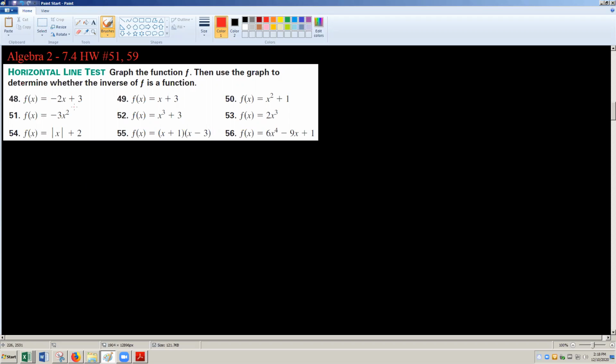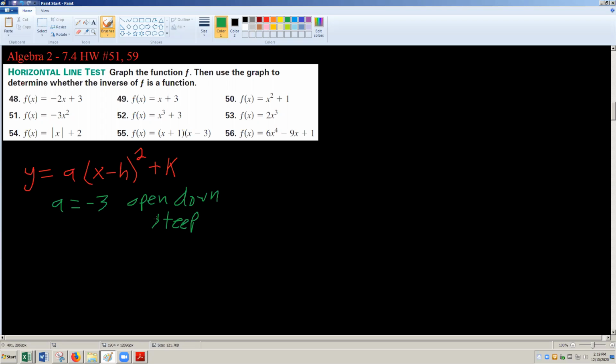For 51 here, we see it's going to be something squared. That looks like my quadratic formula stuff, which can look like this. In this instance, my h and my k values, since I don't see them, are just both 0. The a value is -3, which means it's going to open down, and it's going to be steep or narrow, however you want to describe it. And then for my horizontal and vertical shift, there is none.